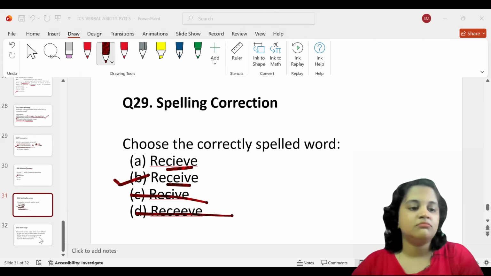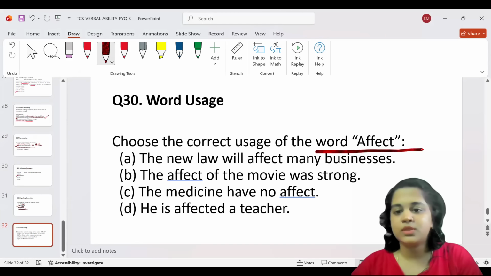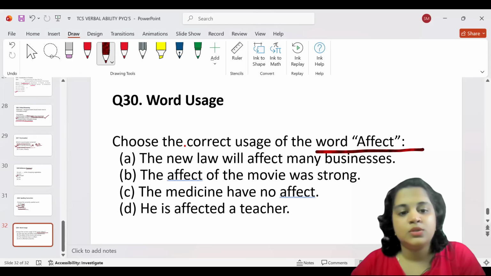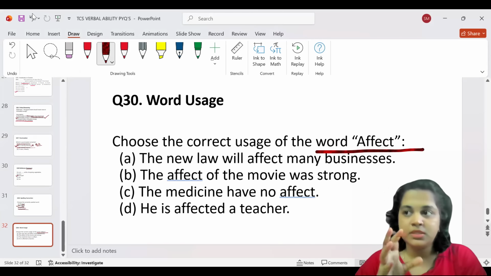And question number 30. Okay. Choose the correct usage. This is also another type of question that they could possibly ask. Choosing the words with the correct usage. Okay, choose the correct usage of the word effect. What is the meaning of the words affect and effect? Effect is something that happens after a previous event.